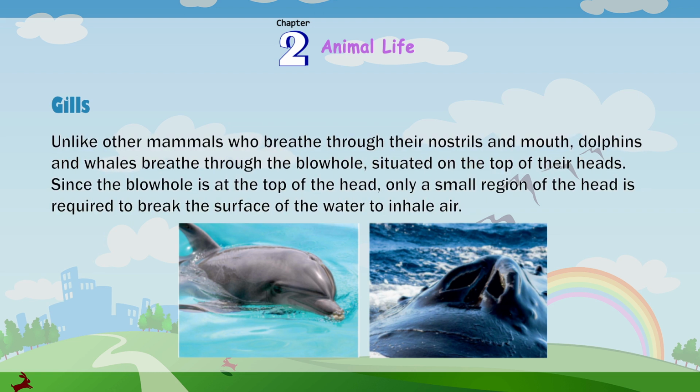Unlike other mammals who breathe through their nostrils and mouth, dolphins and whales breathe through their blowhole, situated on the top of their heads. Since the blowhole is at the top of the head, only a small region of the head is required to break the surface of the water to inhale air.